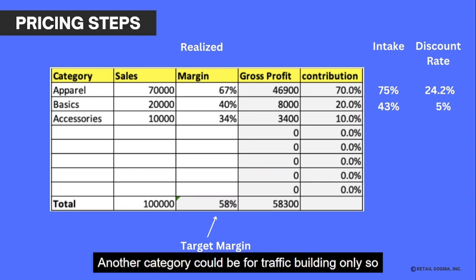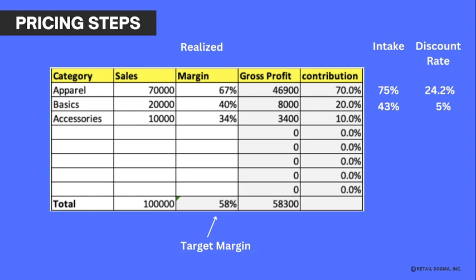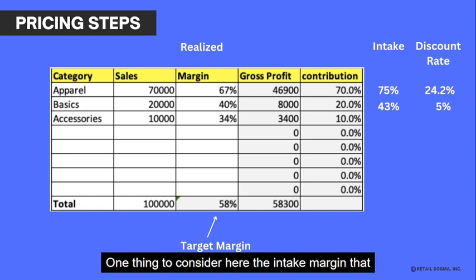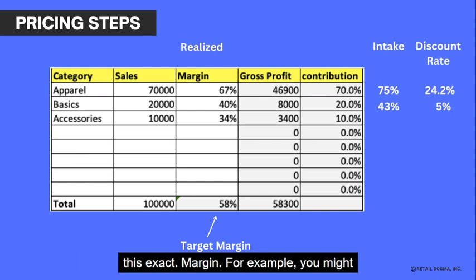Another category could be for traffic building only, so we apply the loss leader pricing strategy and have a very low or even no margin for that category. This is made possible by other high margin categories such as Category number 1. One thing to consider here, the intake margin that we determine for each category is an average. It does not mean that you will sell all products in this category at this exact margin.